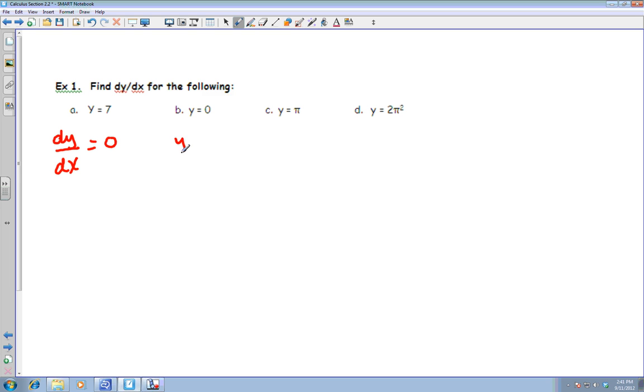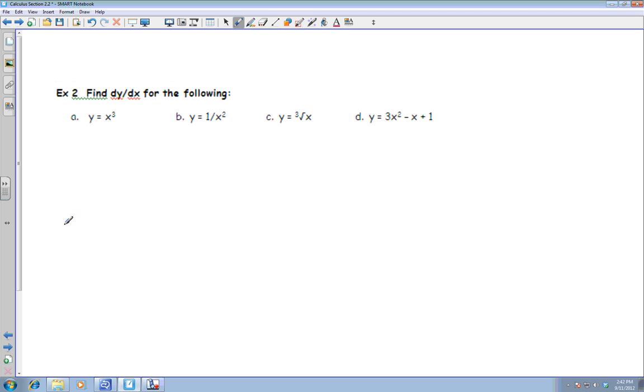Now right here, another way I could write derivative. Y prime, that's another symbol for derivative. The derivative of 0 is 0. Part C, the derivative of pi, pi is just a constant, 0. Part D, 2 pi squared. So 2 pi squared, isn't that just a number? This is actually saying 2 times 3.14 squared. That's just a number, so my answer is 0. So these were all examples of derivatives of constants. We like those, again, because they're all 0.